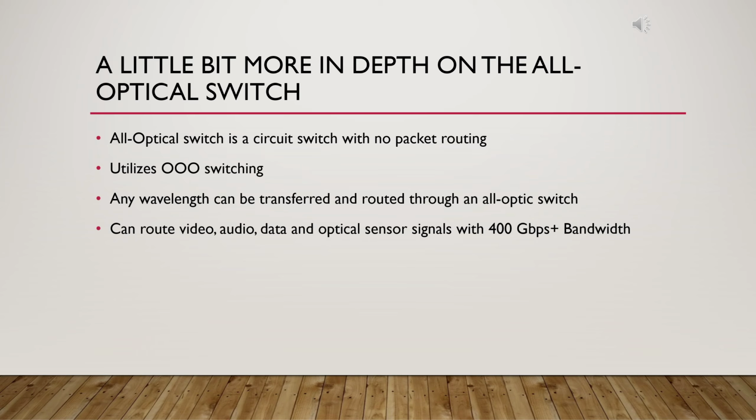Now, what types of signals can the all-optical switch route? Well, pretty much any wavelength that propagates through the optical fiber, which includes single-mode signals and multi-mode signals. And since it's running triple O switching, it can route video, audio, data, and optical sensor signals with up to 400 gigabytes per second.